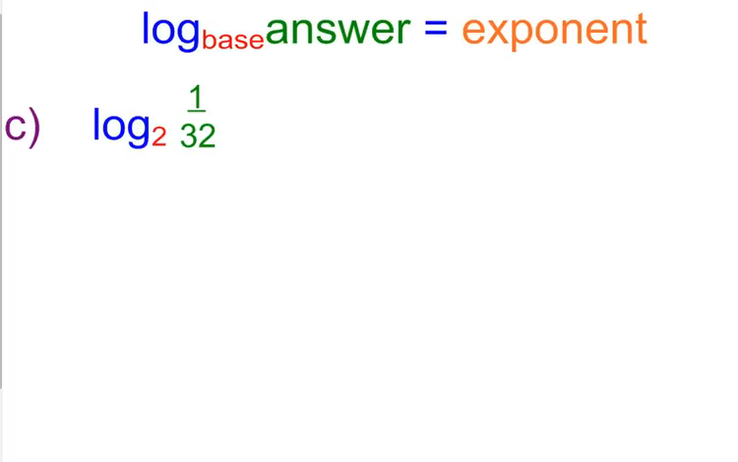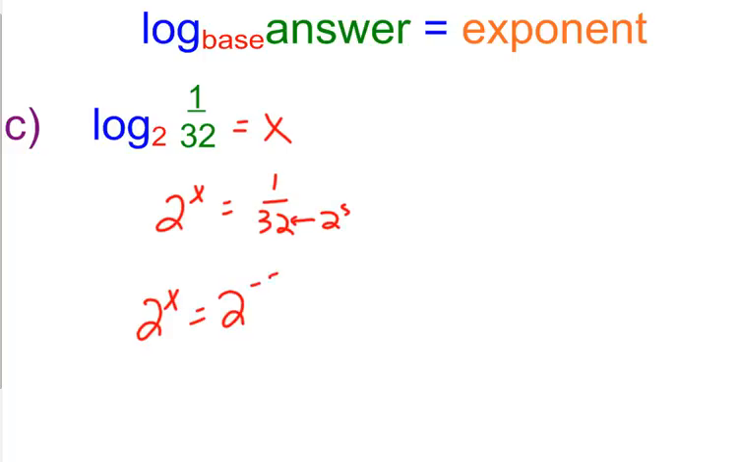And then in C, I go equals x again, so switching forms, 2 to the x equals 1/32. 2 to the x equals, and I know 32 is the same as 2 to the 5th, right? So when I move that to the numerator, I'd have 2 to the -5, which gives me x equals -5. So there's a few examples of that.